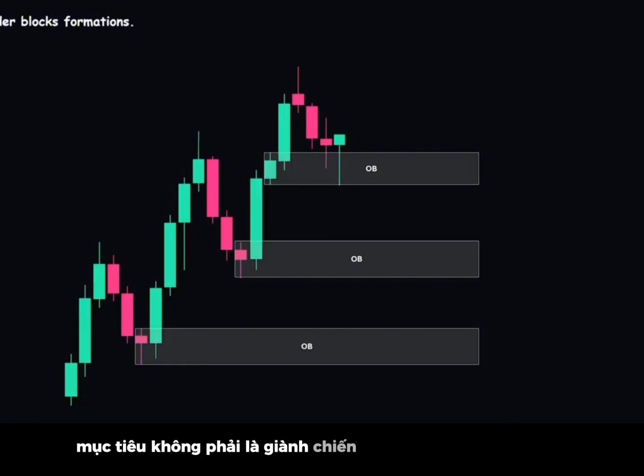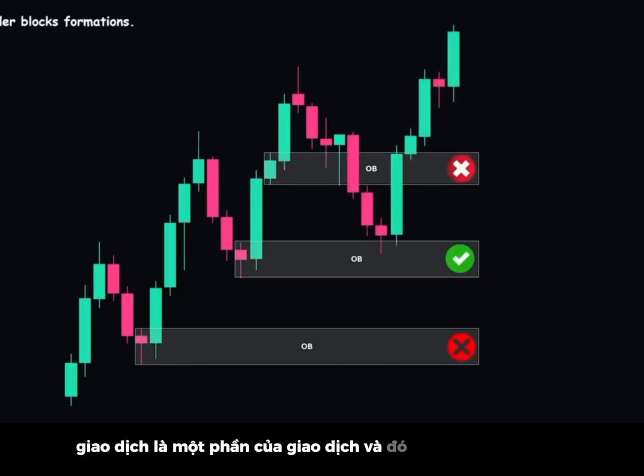The goal is not to win every single trade. Losing trades and missed trades are part of trading, and that's normal. Our focus should always be on ending the day with a positive overall result. Now let's look at some real chart examples to see exactly how to apply this trading plan.